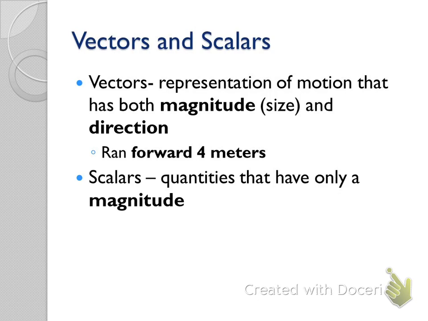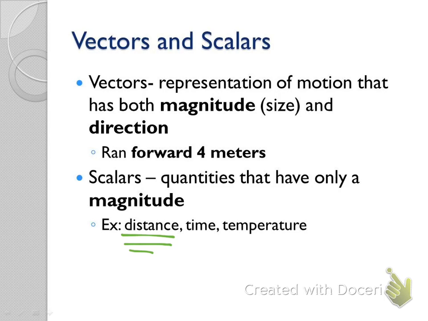A scalar is a type of measurement that does not need direction, so it only has a magnitude. Okay, so distance is an example of a scalar. We don't care where we ended up. We just have how far did we go. There's a difference between those two things. So vectors have to have both magnitude and direction. Scalars don't. They only have a size.